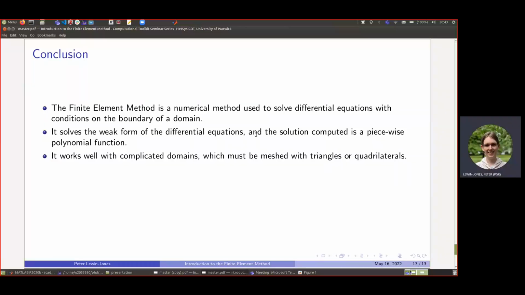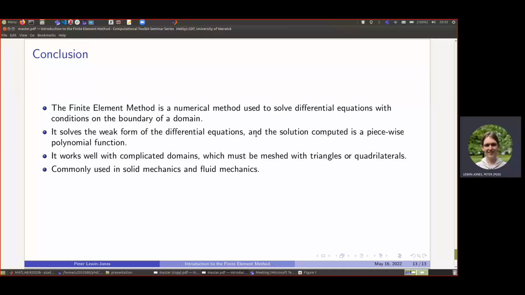It works really well with complicated domains, where these have been meshed with triangles, or quadrilaterals are also used. I mean, much more complicated domains than even that little Pac-Man ghost. You could have holes in the domain. You can include periodic domains, moving domains. That's what I use it for. When the domains are also evolving with the solution, it works well as well.